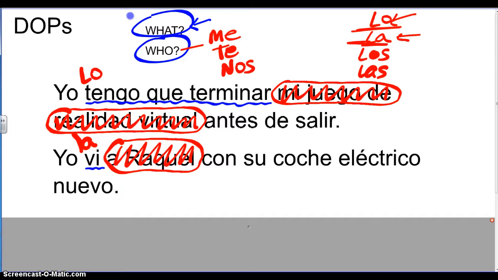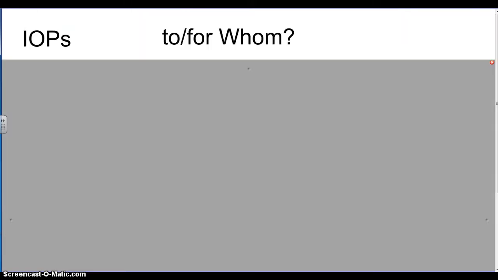Okay? So remember, direct object pronouns are your what or who in the sentence. Not every sentence has a direct object, but they're pretty common. All right, moving on to indirect object pronouns. Indirect object pronouns, they do not replace anything. Very different from direct object pronouns. So they do not replace.